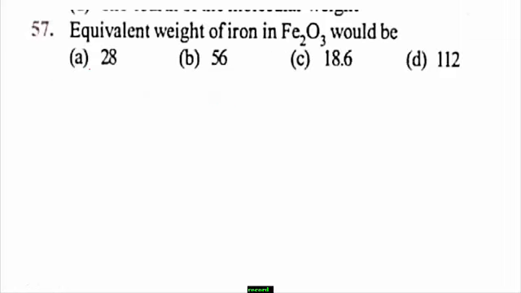Next question number 57. Equivalent weight of iron in Fe2O3 would be. You want to calculate the equivalent weight of iron in Fe2O3. The given options are option A 28, option B 56, option C 18.6, option D 112. Which one is the right answer?